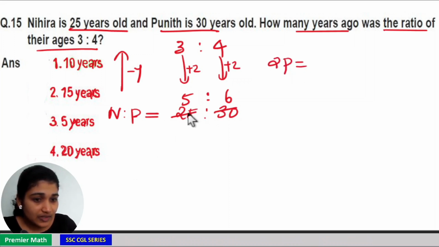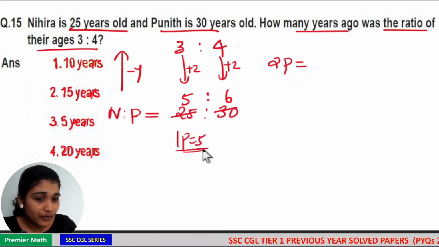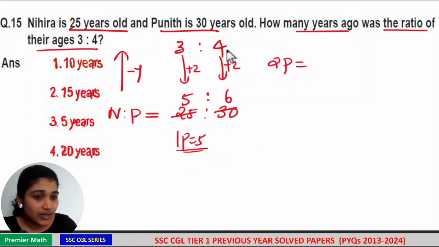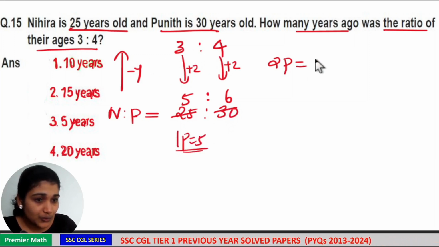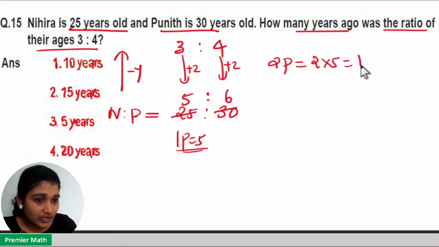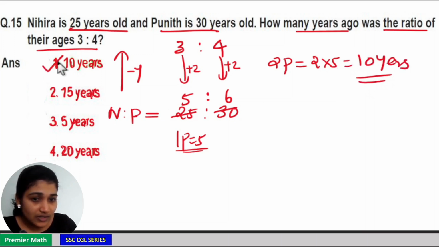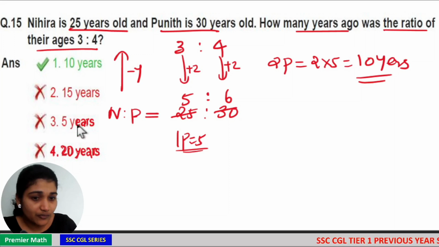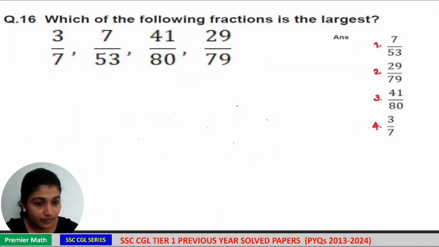Here, from the present ratio, 1 part is 5, because 5 5s are 25 and 5 6s are 30. Means 1 part is 5 from the present ratio. Then here, 2 into 5 is 2 parts, which is equal to 10 years. Which means here our answer is 10 years. Option 1 is your answer. 10 years ago, their ratio of ages was 3:4.